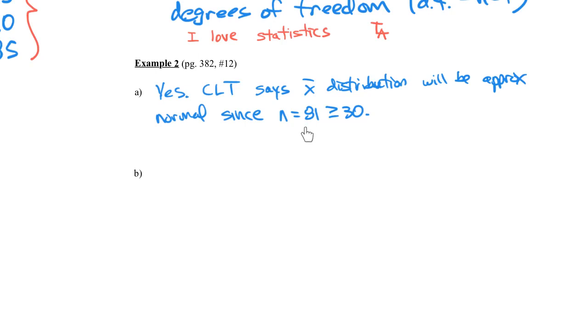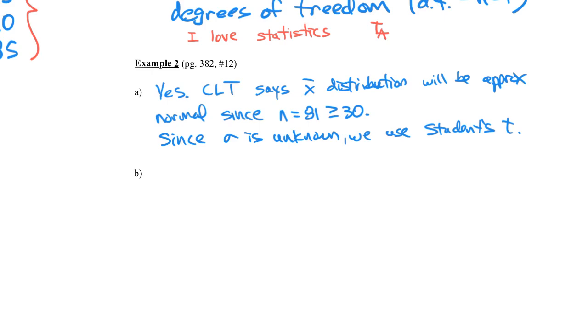And then we can also say this. One more thing that's a little different here is this. Since sigma is unknown, we use Student's t. We can't use standard normal. If we know sigma, we can use standard normal. If we don't know sigma, we use Student's t. And then remember what we're going to do. We're going to approximate sigma with little s, the standard deviation from the sample.